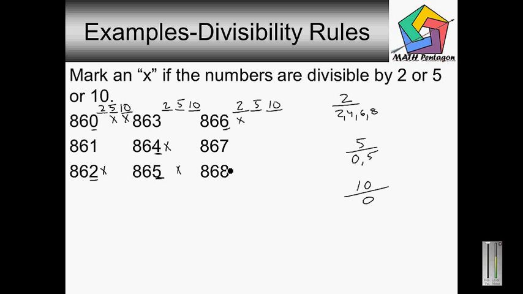For 868, is it divisible by 2? Yes, because 8 is an even number, so you put X here. Is 868 divisible by 5? No, because it doesn't end in 0 or 5. And 868, is it divisible by 10? No, because it doesn't end in 0, so you just put an X underneath the 2. So these are your final answers to the problems right here. So let's now move on to a few exercise problems so we understand the concept of what we are doing here.